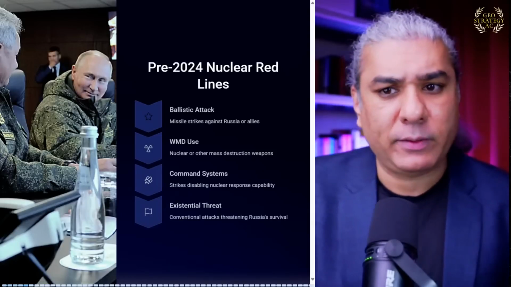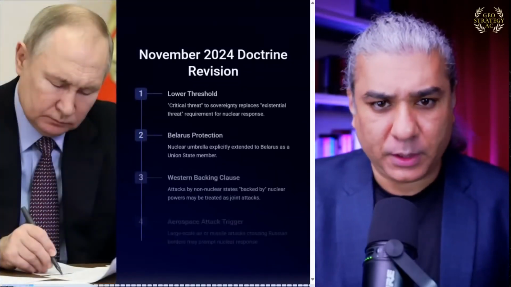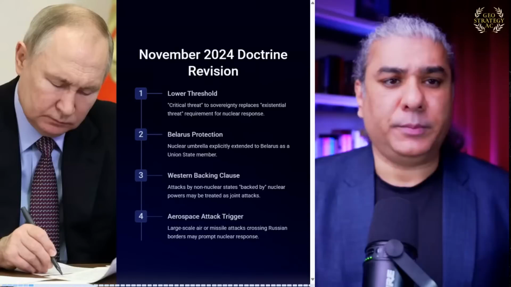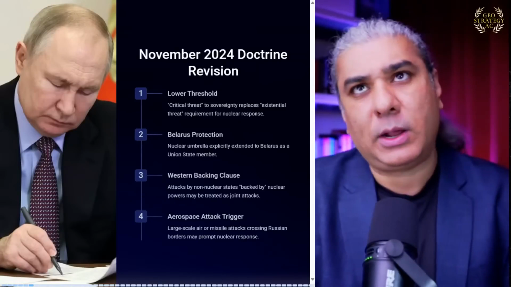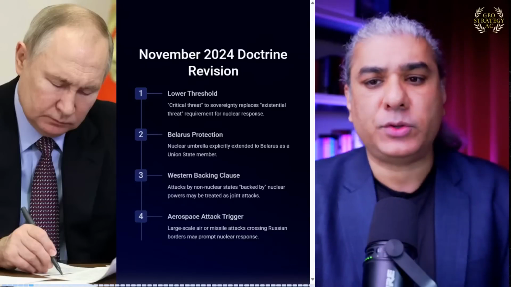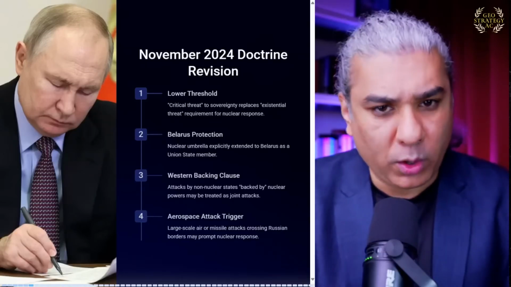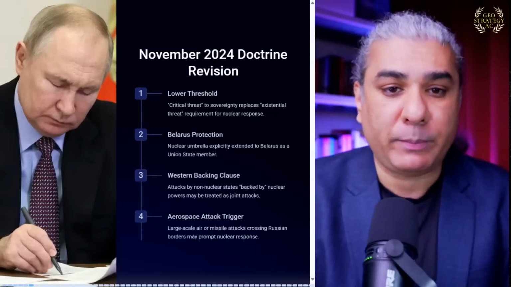Now something happened in November 2024, which is last year. What happened? Let's find out. So there was a revision of Russia's nuclear doctrine in November last year. I think it was around the 19th of November last year. And this revision of the doctrine lowered the threshold at which Russia could potentially use nuclear weapons.